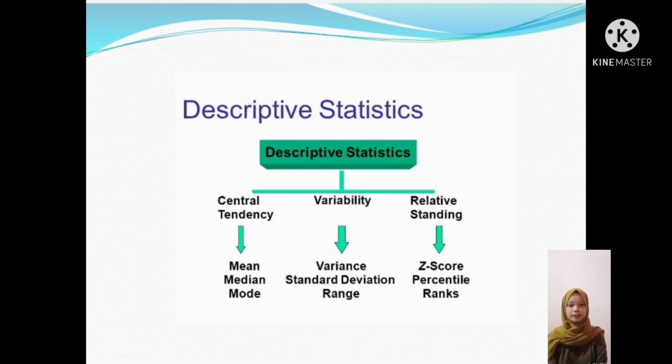Here I will explain these 3 ideas choosing a descriptive statistic test. Descriptive statistic. Number 1, central tendency: mean, median, mode. Number 2, variability: variance, standard deviation, range. Number 3, relative standing: z-score, percentile range.